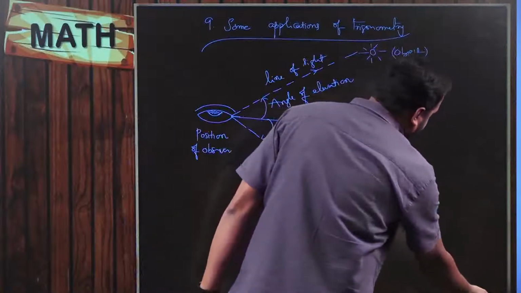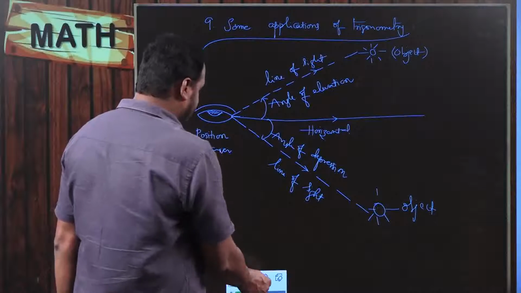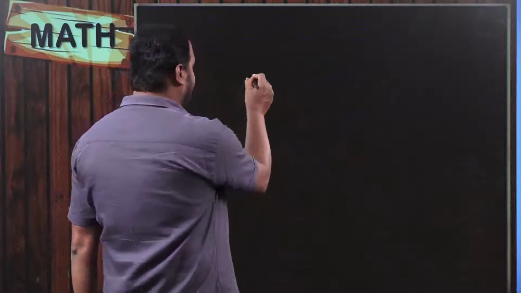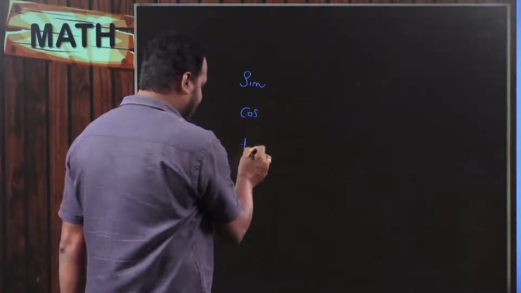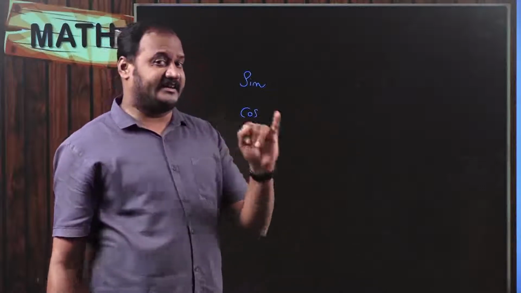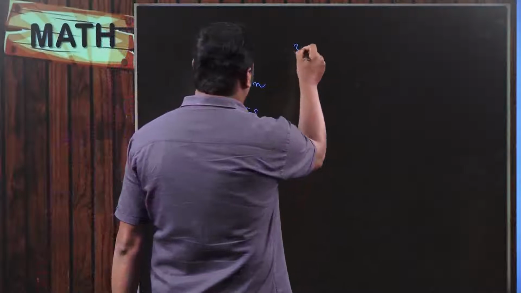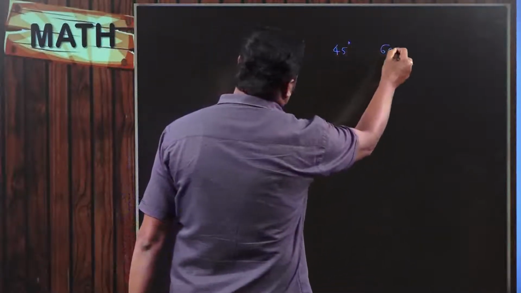Those few things are the trigonometric ratios: sine, cos, and tan, exclusively the ratios sine, cos, and then tan. After that, I need to remember the angles 30 degrees, 45 degrees, 60 degrees. Okay, the values of the ratios at 30 degrees, 45 degrees as well as 60 degrees.